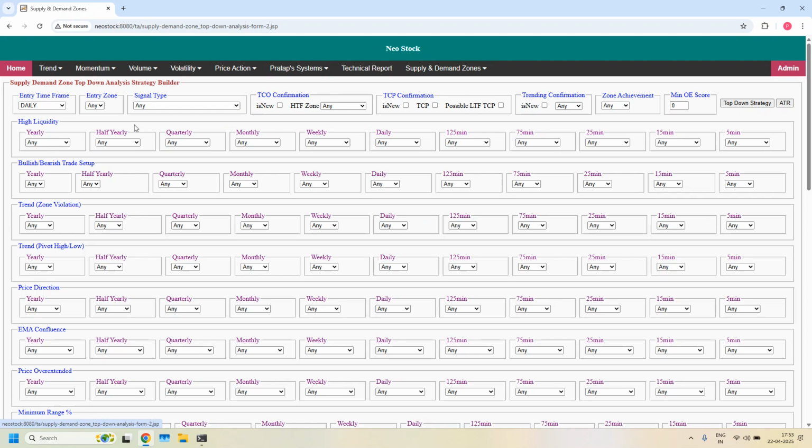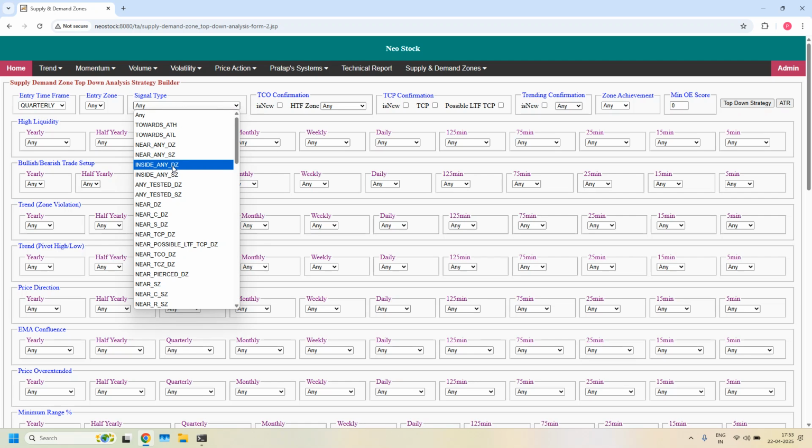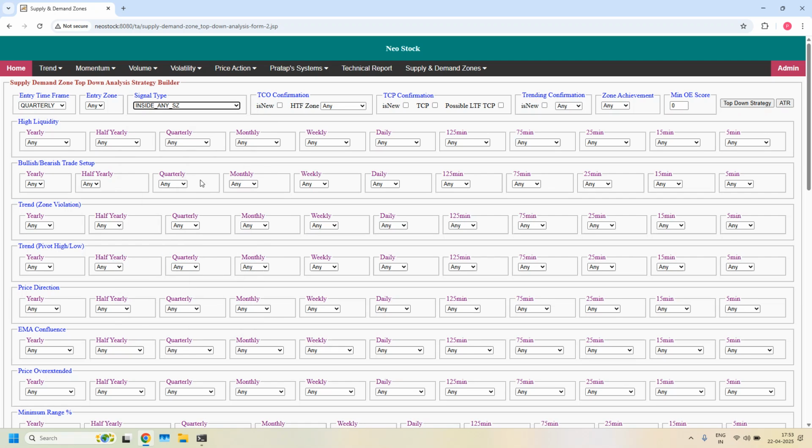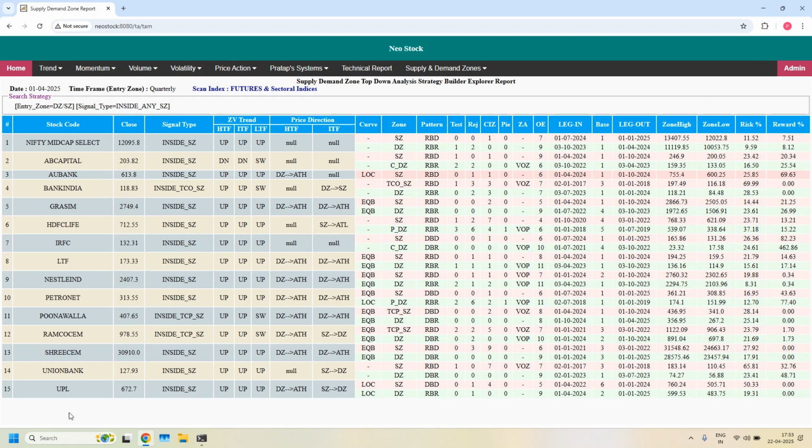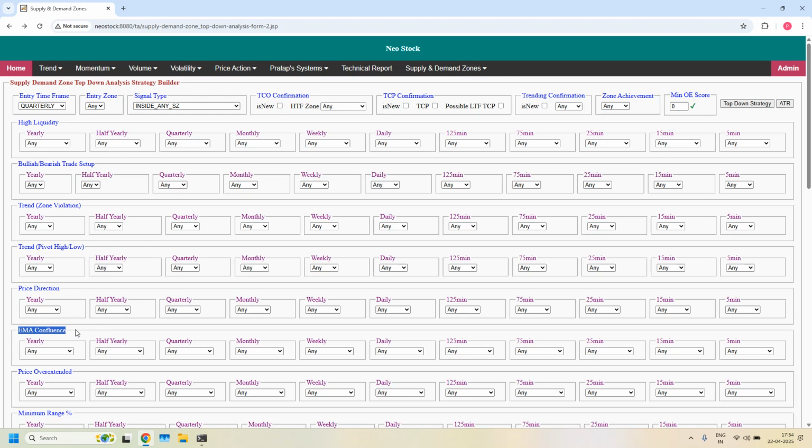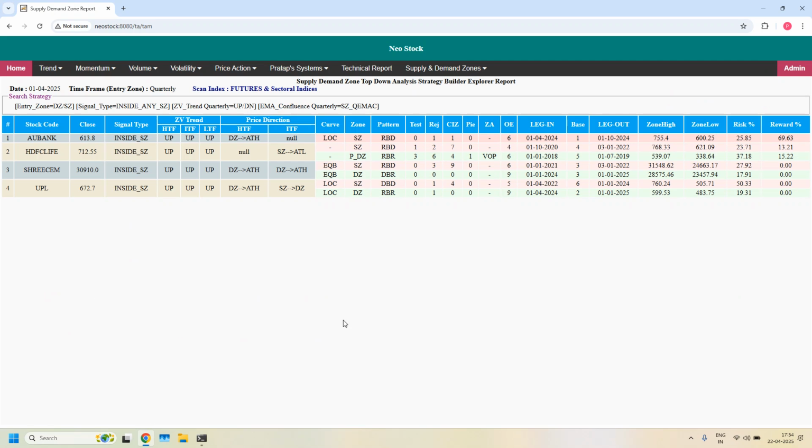Next, quarterly time frame. Price closed inside the quarterly supply zone. We got 15 stocks. We can further filter based on EMA Confluence. We got 4 stocks.